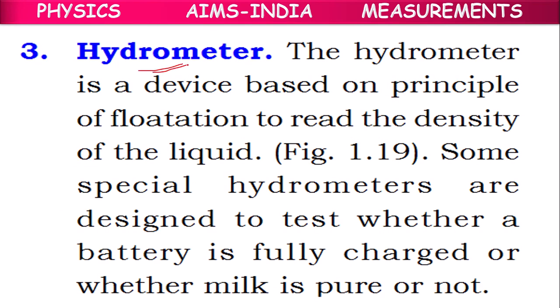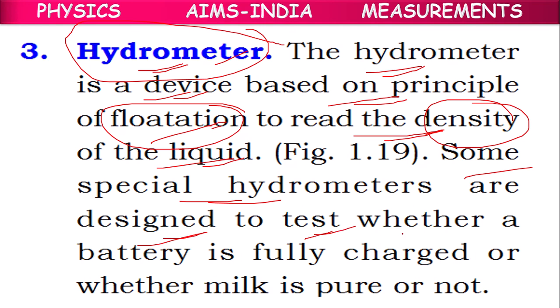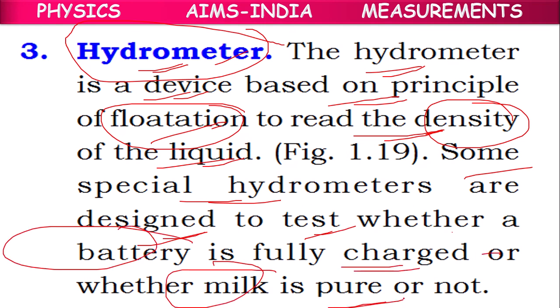Next, children, hydrometer. Hydrometer is a device based on the principle of flotation to read the density of a liquid. To find the density of a liquid based on the principle of flotation, scientists have designed a machine called a hydrometer. Some special hydrometers are designed to test whether a battery is fully charged or whether milk is pure or not. Even the purity of milk and whether liquid batteries are fully charged we can check with the help of a hydrometer.